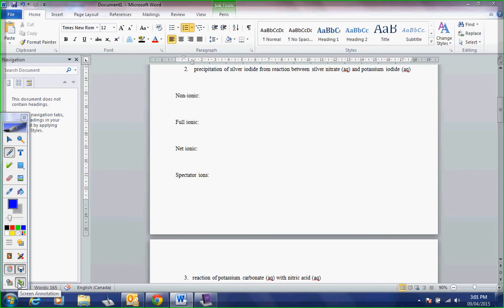The precipitation of silver iodide from a reaction between silver nitrate and potassium iodide. What's the reaction? What's the reaction, Isaiah? Sorry, I just can't hear you. Double replacement. It is a double replacement. What do I need to write down? Silver iodide. Okay, so that looks like this, AgI.